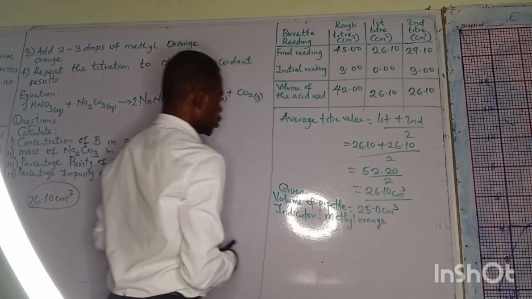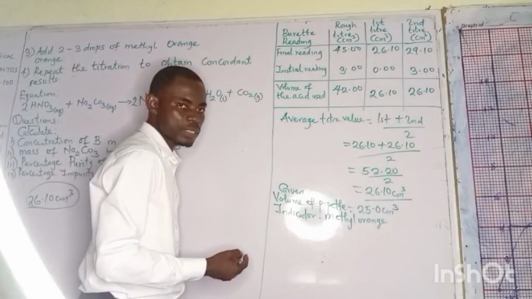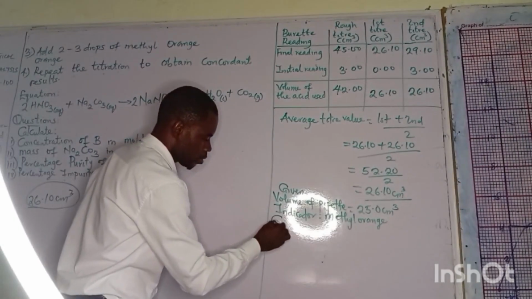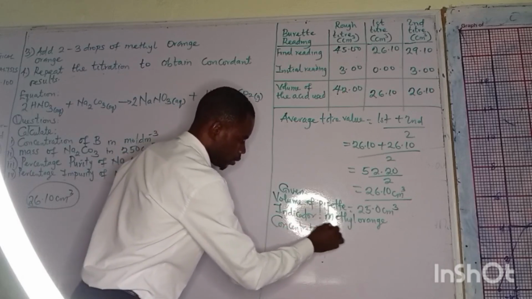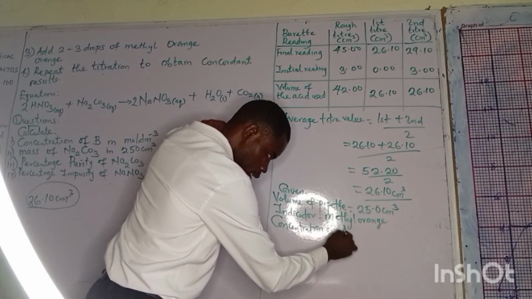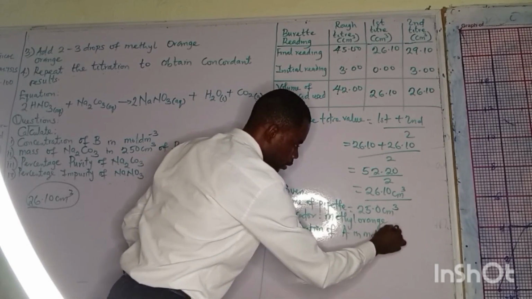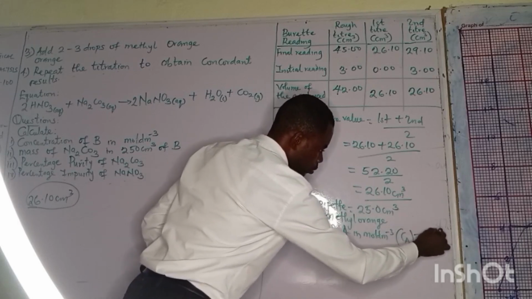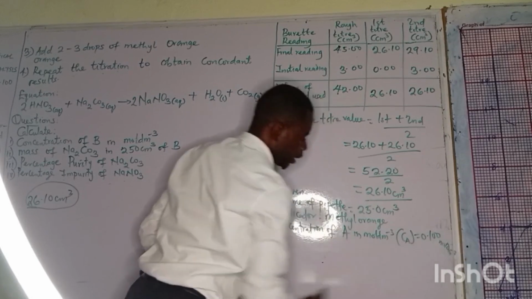What information do I have from the question? They give me the molarity, or the molar concentration, of the acid. I can say my Ca, concentration of A in mole per dm³. They give it to me. That is my Ca as 0.100 mole per dm³. I have that one there.